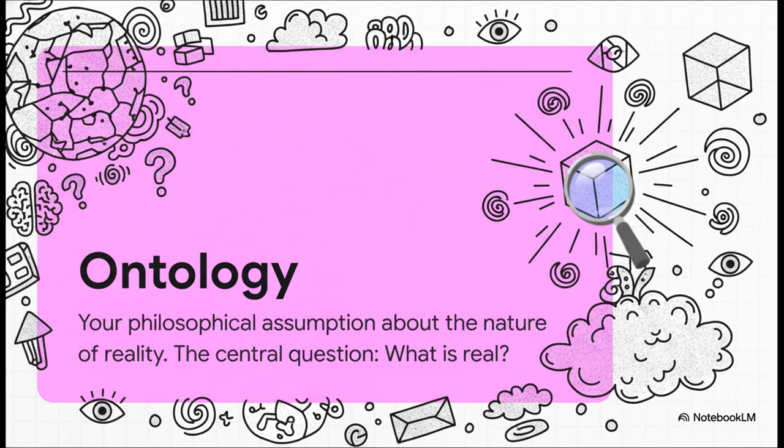The central question it asks is simple. What is real? For example, think about a fantastic meal. Is its deliciousness an objective, measurable fact that exists out there in the world separate from you? Or is it a purely subjective experience, created in your mind and totally different for every single person who tastes it? Your answer to that is your ontology.